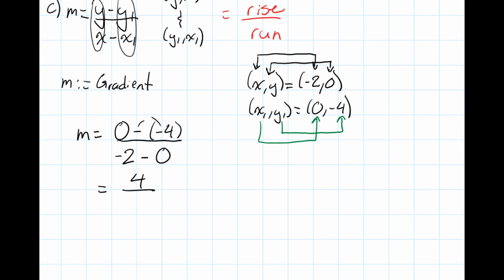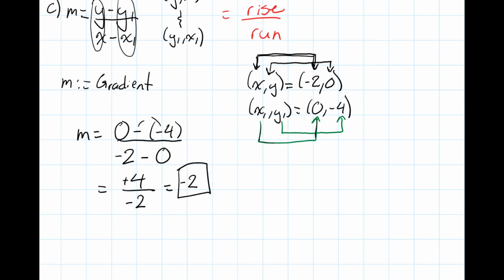That's supposed to be a 2, because here we had -2, and then here we had 0. So that's supposed to be -2 minus 0, which is just going to be -2. From here, you can just divide. So you have 4 divided by -2. A positive number divided by a negative number gives you a negative number. So 4 divided by -2 is just going to be -2. So that is going to be our gradient.